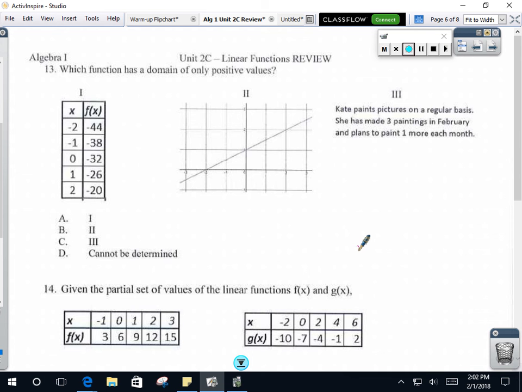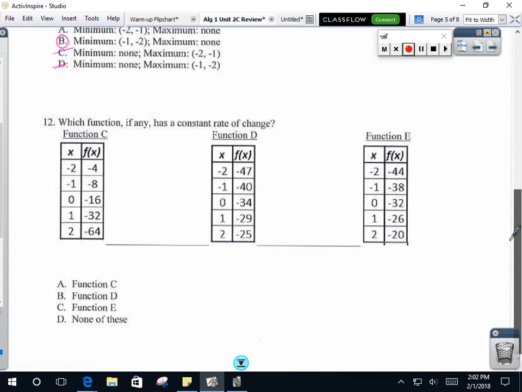Which function has a domain of only positive x values? Positive values. What does domain mean? X. So the question is basically saying, out of these three functions, I did? Oh, sorry. Number 12. Which function, if any, has a constant rate of change?